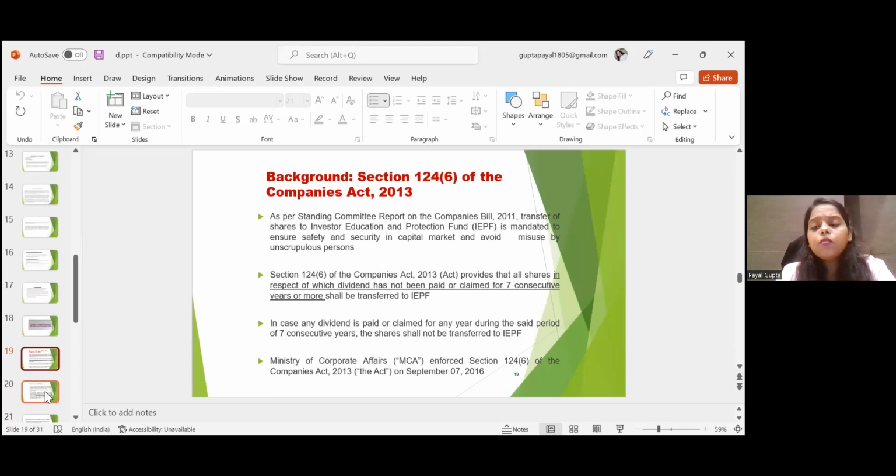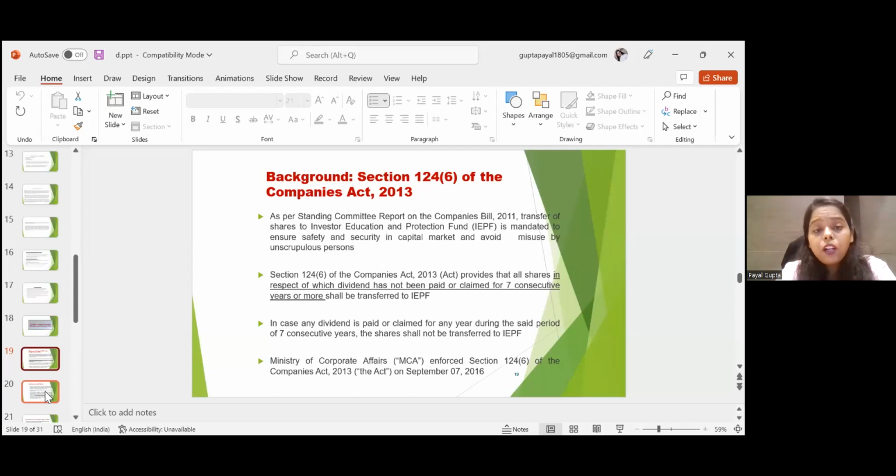अगर हो सकता है कि suppose a company has given dividend in 2016. I'm the investor, I'm the shareholder, and I forgot to take that one in 2015. Again in 2016, I forgot to take that one. But in 2017, I take my dividend. And again in 2018, I forget to take one. So क्या for consecutive 7 years ये चल रहा है, पर बीच में मैंने एक साल ले लिया है, तो मेरा शेयर ट्रांसफर नहीं होगा आईपीएफ में. My share won't get transferred to the IEPF.